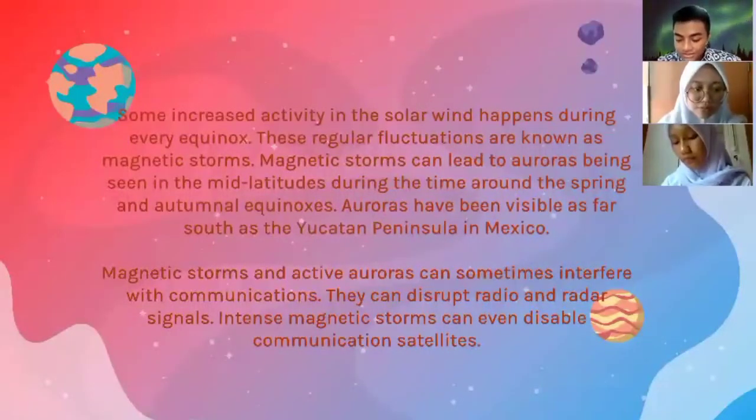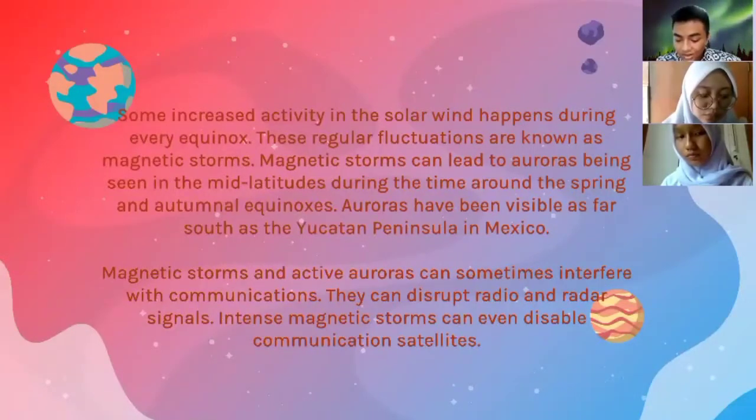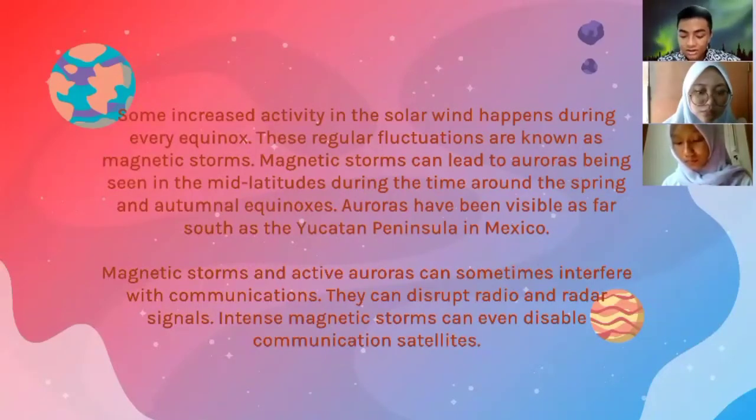Thank you. Some increased activity in the solar wind happens during every equinox. The regular fluctuations are known as magnetic storms. Magnetic storms can lead to auroras being seen in the mid-latitudes during the time around the spring and autumnal equinox. Aurora has been visible as far south as the Yucatan Peninsula in Mexico. Magnetic storms and active auroras can sometimes interfere with communication. They can disrupt radio and radar signals. Intense magnetic storms can even disable communication satellites.